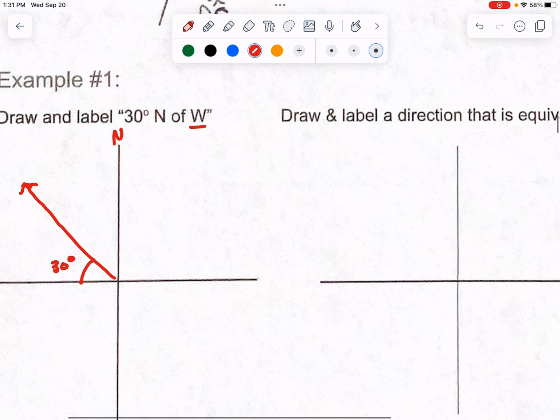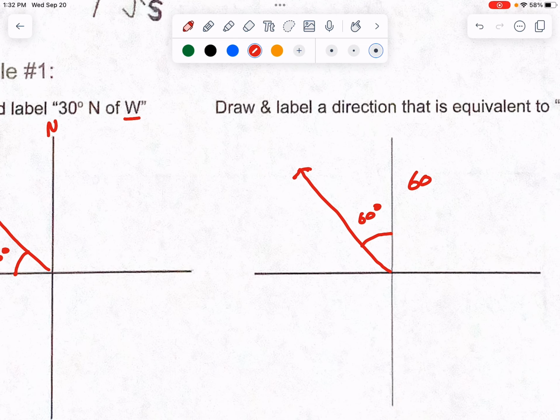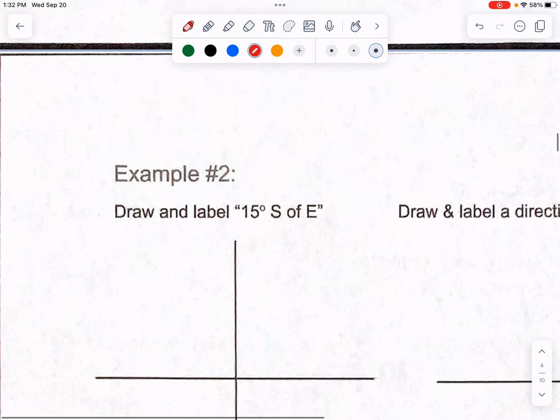Now when it says draw and label a direction that's equivalent, that just means we're going to draw the counter angle. So that basically means we know the bottom angle is 30 degrees, so now we want to know what this angle would be. So this would be 60 degrees because both those should add up to 90. So that would be 60 degrees and it's touching the north line, so that would be west of north. Okay, so let's do some more practice.